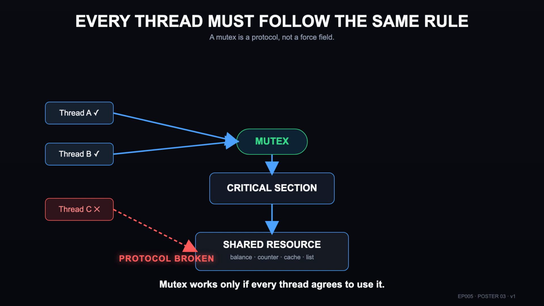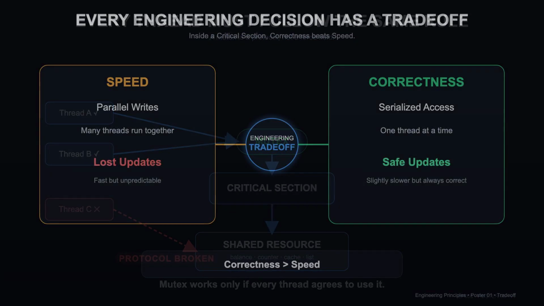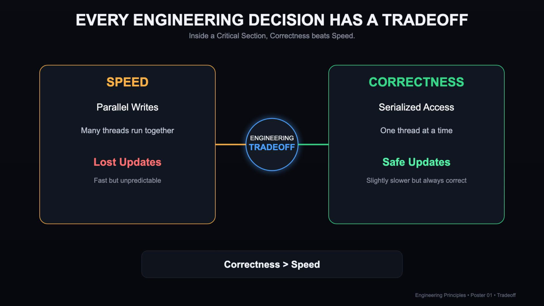That makes total sense. But here is the part that feels like a step backward to me as a developer. What's that? If I have this beautiful multi-threaded architecture, and then I force all my threads to queue up single file to pass through this Mutex, my app just got slower? It did. Doesn't that completely defeat the purpose of using multiple threads in the first place? It does feel counterintuitive, right? To spin up threads just to make them wait.